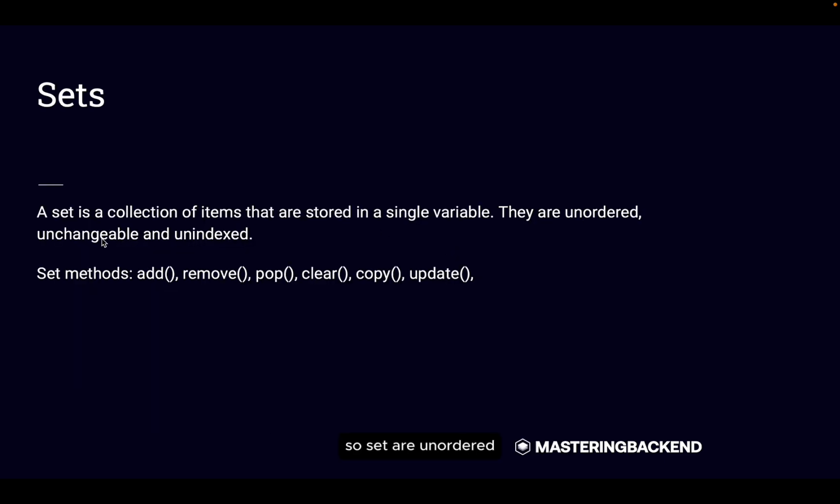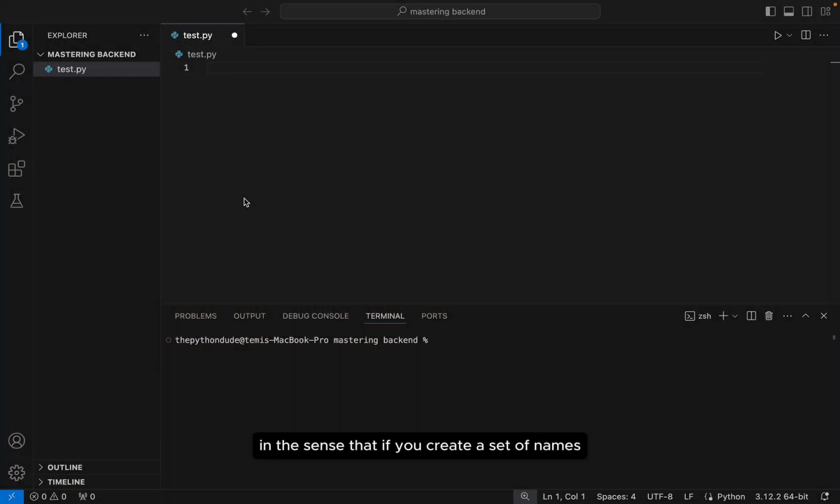So sets are unordered, they are unchangeable, and they are unindexed. They are unordered in the sense that if you create a set of names, for example, and you use a curly bracket to create your set. For list, we use square bracket. For tuple, we use the regular bracket. But for set, we use the curly bracket.